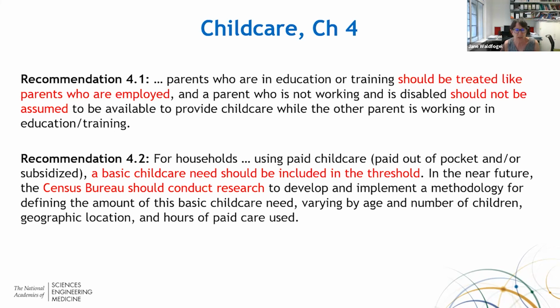So our first recommendation is that parents who are in education or training should be treated like parents who are employed. If they have childcare expenses, those too should be deducted from their income, because those are essential in order to permit them to be in education or training, just as they are essential for parents to be working. And secondly, if there's a parent in the home who's not working but is disabled, that parent shouldn't be assumed to be available to provide childcare while the other parent is working or in education or training. So that first recommendation is really a technical fix to what's currently done in the supplemental poverty measure.